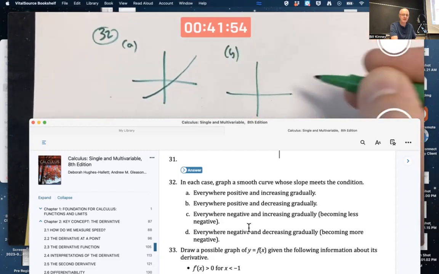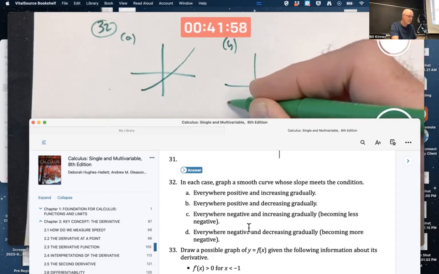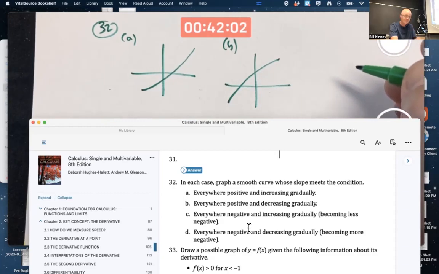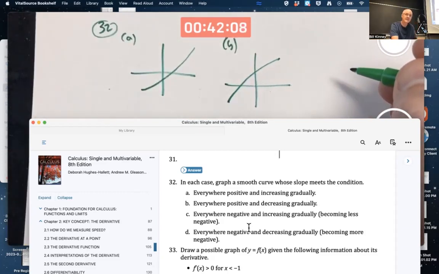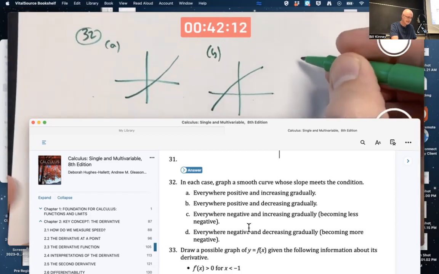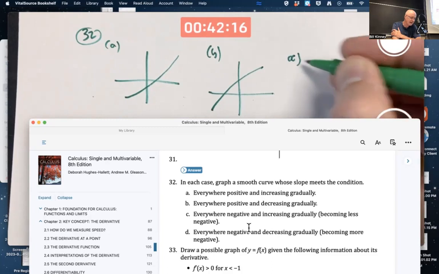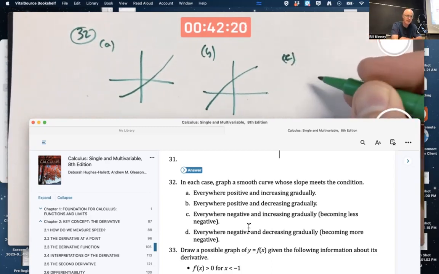Positive slope and decreasing gradually for the slope means it's going up, but it's concave down. Focus on what the directions say. That's about the slope being positive and decreasing gradually. C, everywhere negative and increasing gradually. This is trickier.